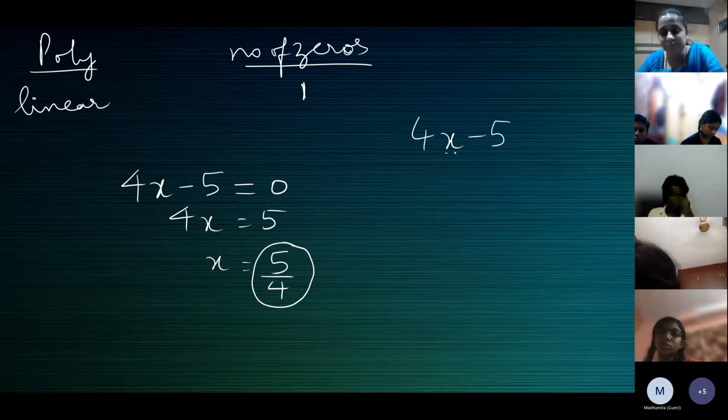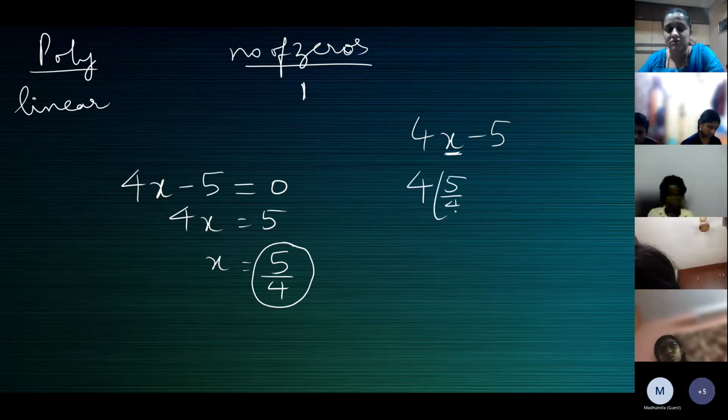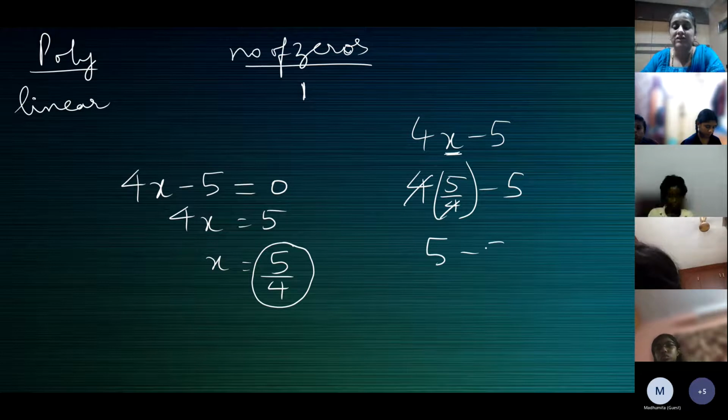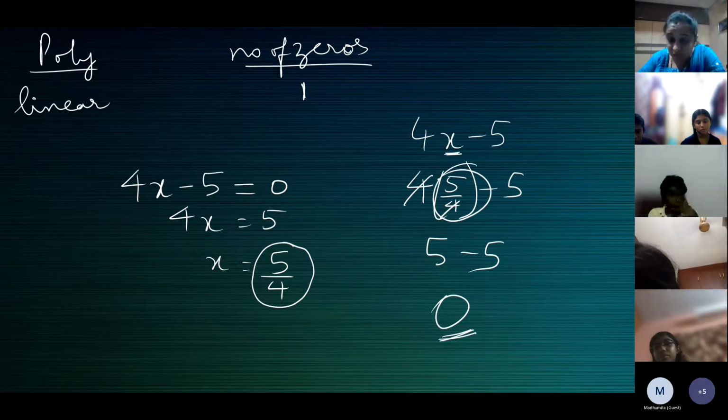What is the meaning of that? It means that in place of x, when we use 5 by 4, the equation is satisfied. You get 0: 4 gets cancelled, 5 minus 5, we get 0. If you get the answer as 0, that means that value is a zero of the given polynomial. I'll tell you the same thing again.